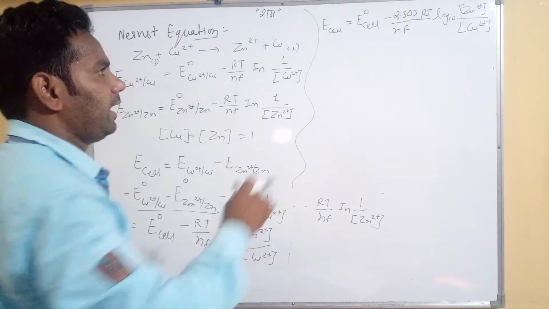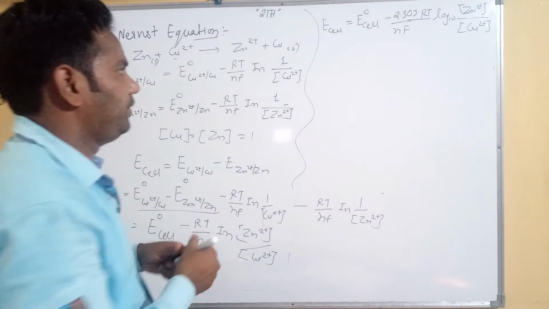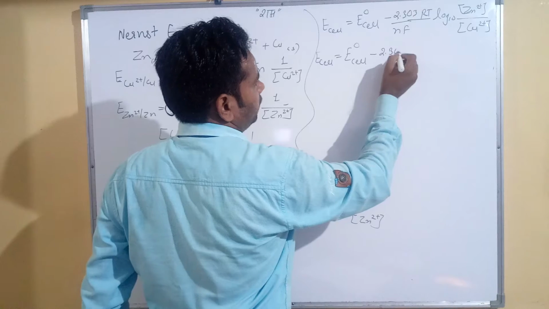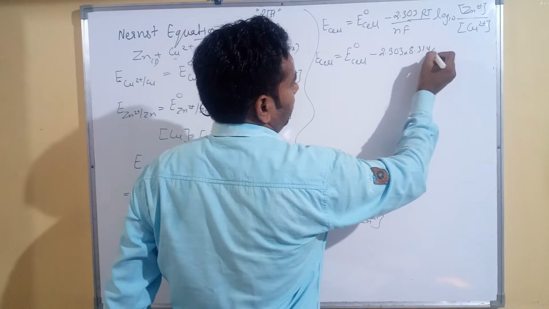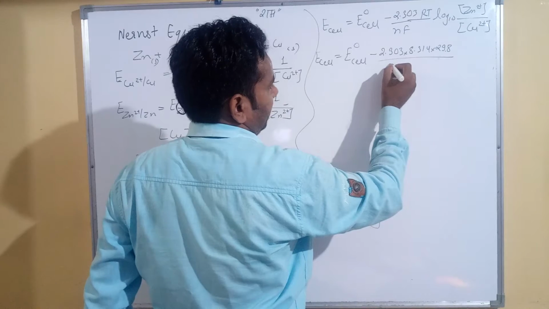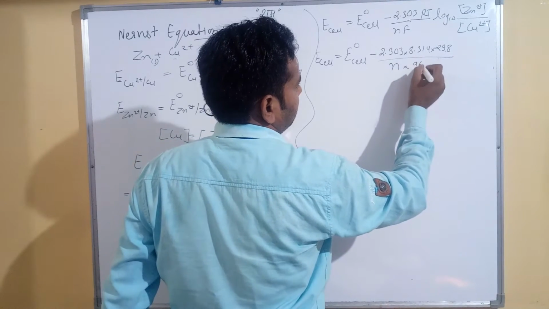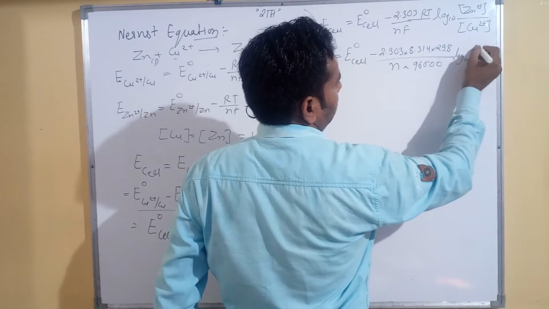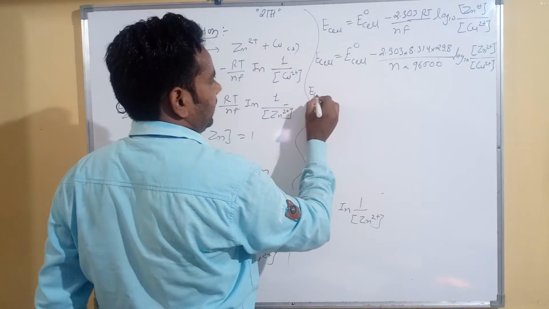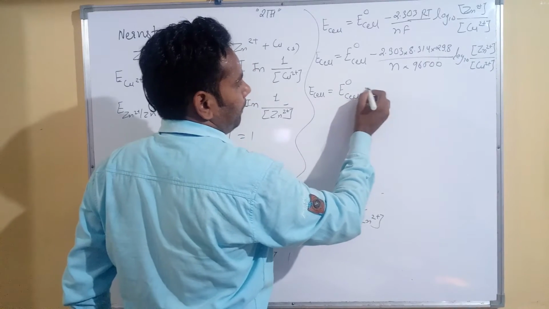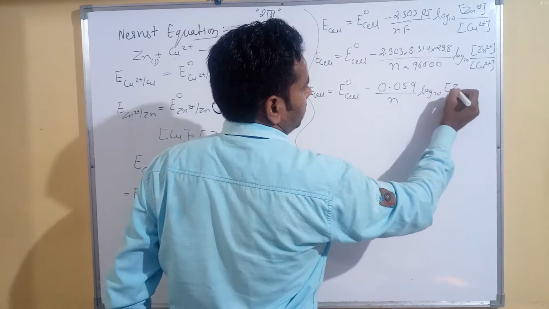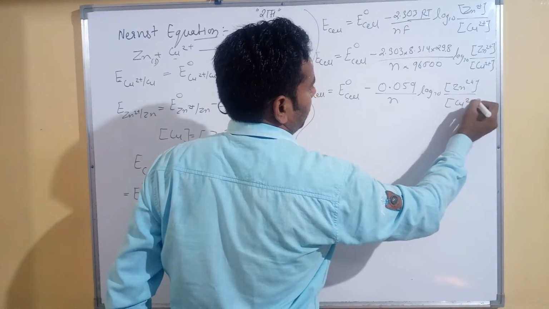Okay, then we put the value of R, T and F. Again E cell is equal to E naught cell minus 2.303 into 8.314 into 298 Kelvin. n is equal to 2, but we do not multiply this into 96500. Then same log 10 of Zn ion concentration upon Cu2+ ion concentration. Then E cell is equal to E naught cell minus 0.059 upon n log 10 Zn2+ upon Cu2+ ion concentration.